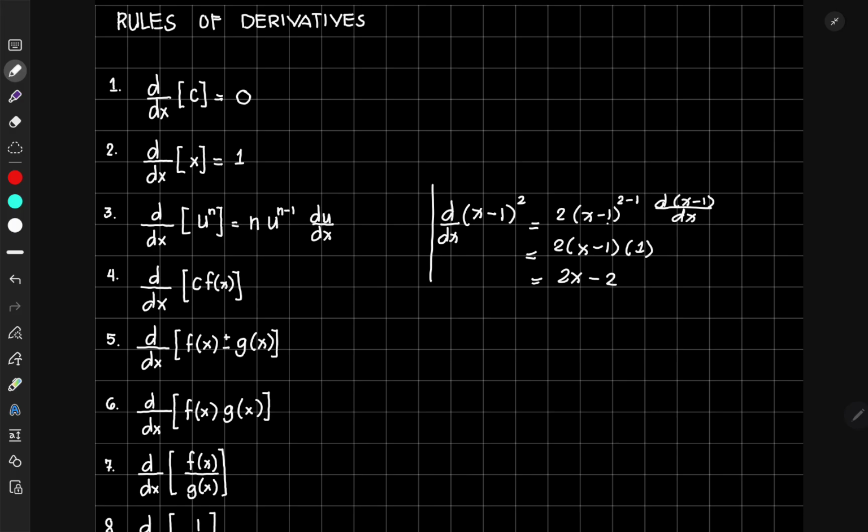So we also have some rule na ginamit na dito which we call the chain rule, pero we will discuss that later.